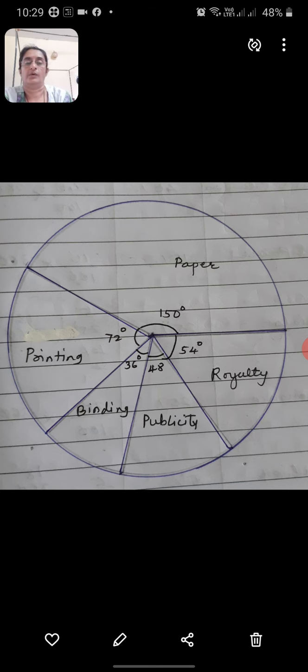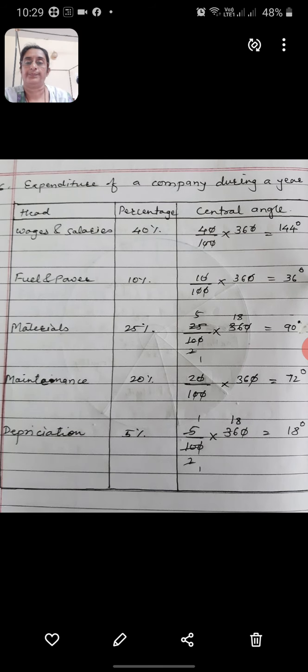Now let us go to one more calculation, which is with percentage. Here the expenditure of a company during a year is given. It is given in percentage. So wages and salaries, the company spent 40%. For fuel and power, the company spent 10%. For material, the company spends 25%. For maintenance 20%, and for depreciation 5%. So whatever expenditure of the company is there, it is given in percentage form.